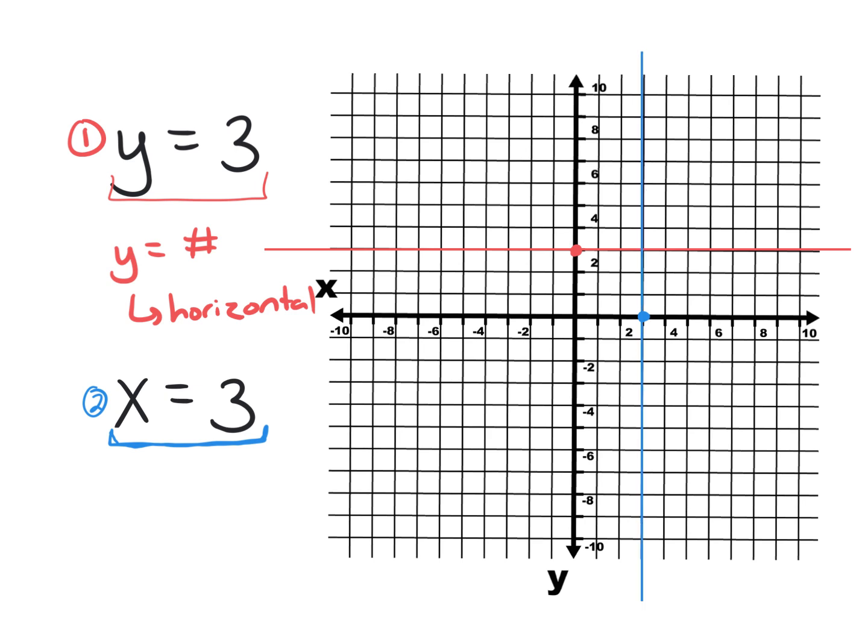Again, the reason that has to be vertical, okay, if I went horizontal, is that the only x value I'm touching? No, right? Because that is touching every single x value. So for any x equals number, we need a vertical line.